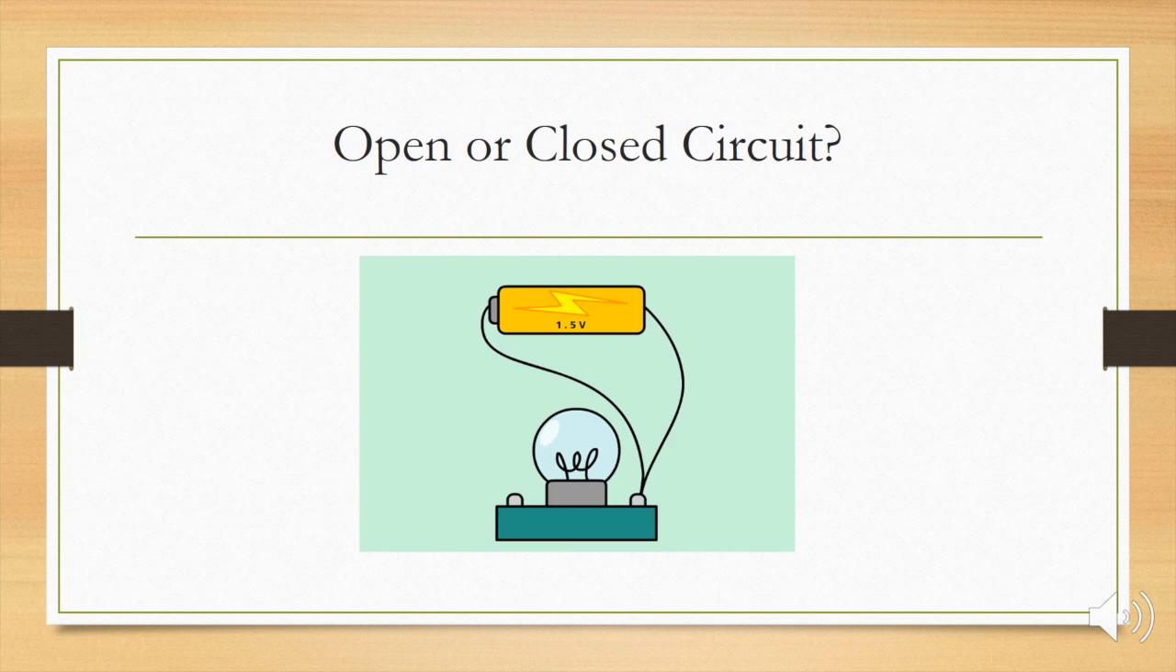What about this one? Is it an open or closed circuit? It's open because both of the wires are connected to the same point of the light. That's why the light is not on, which means the circuit is open.